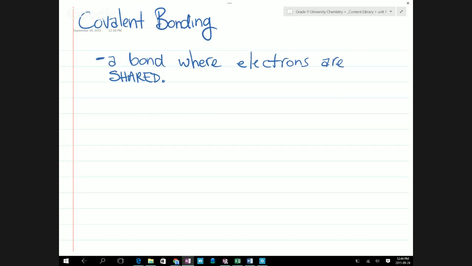So in covalent bonding, we're talking about a bond where electrons are shared. In an ionic bond, what actually forms the bond between two things? Good, that's exactly right. They take and they give electrons.